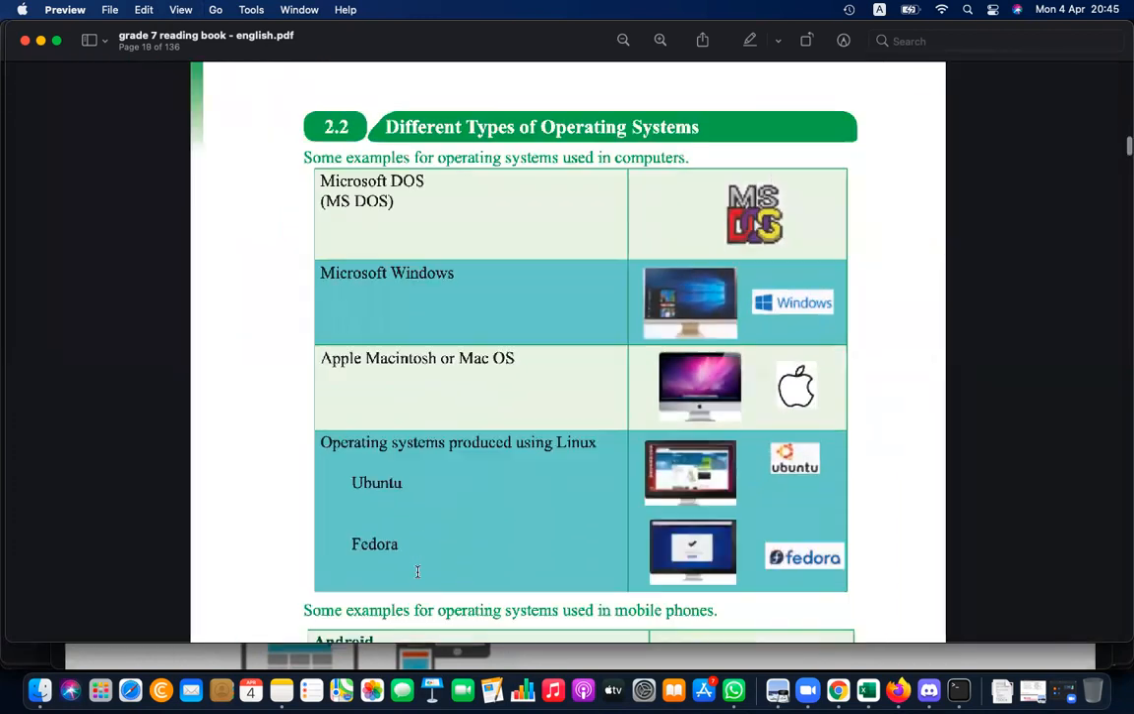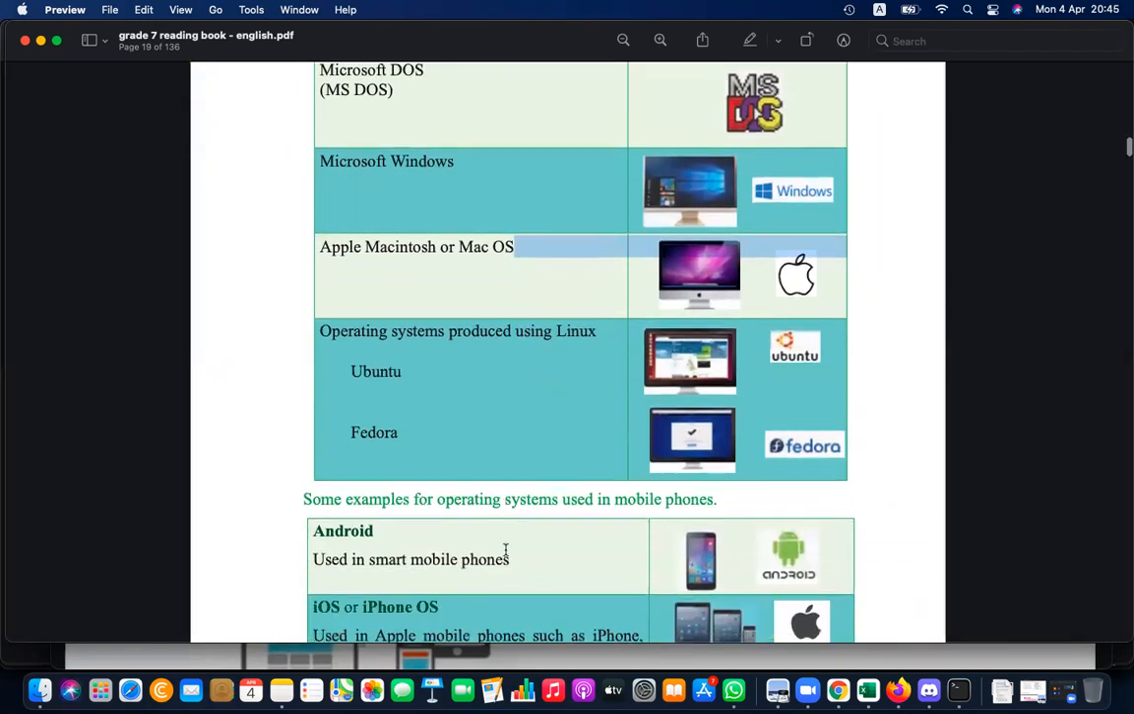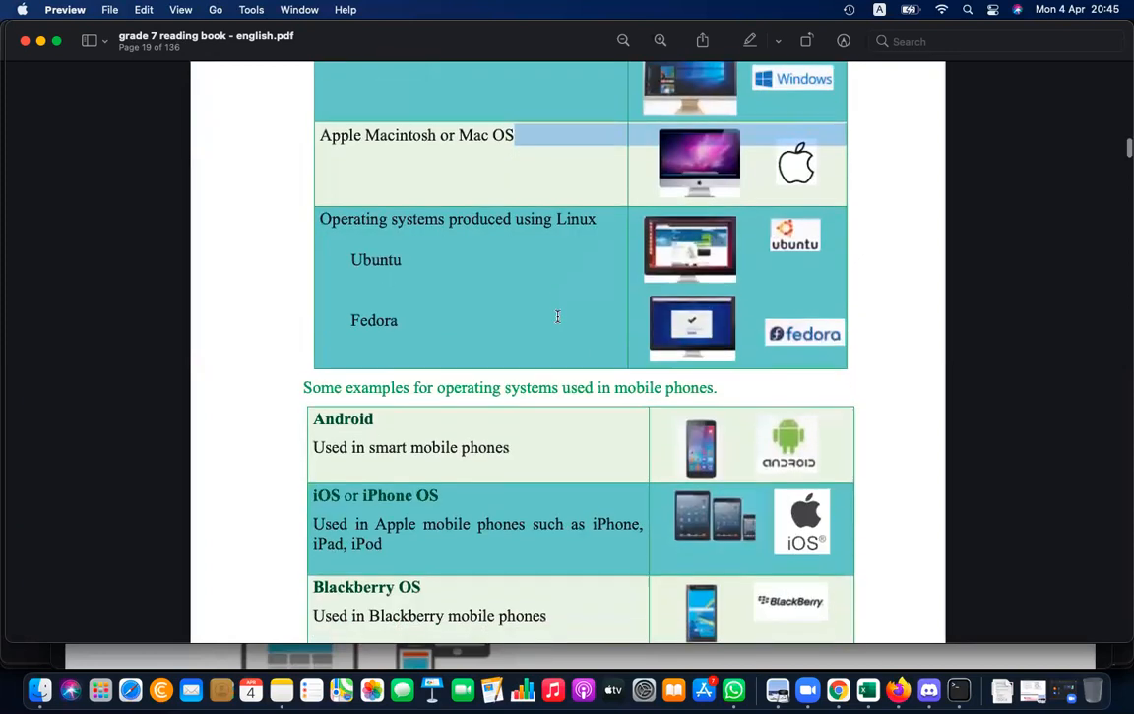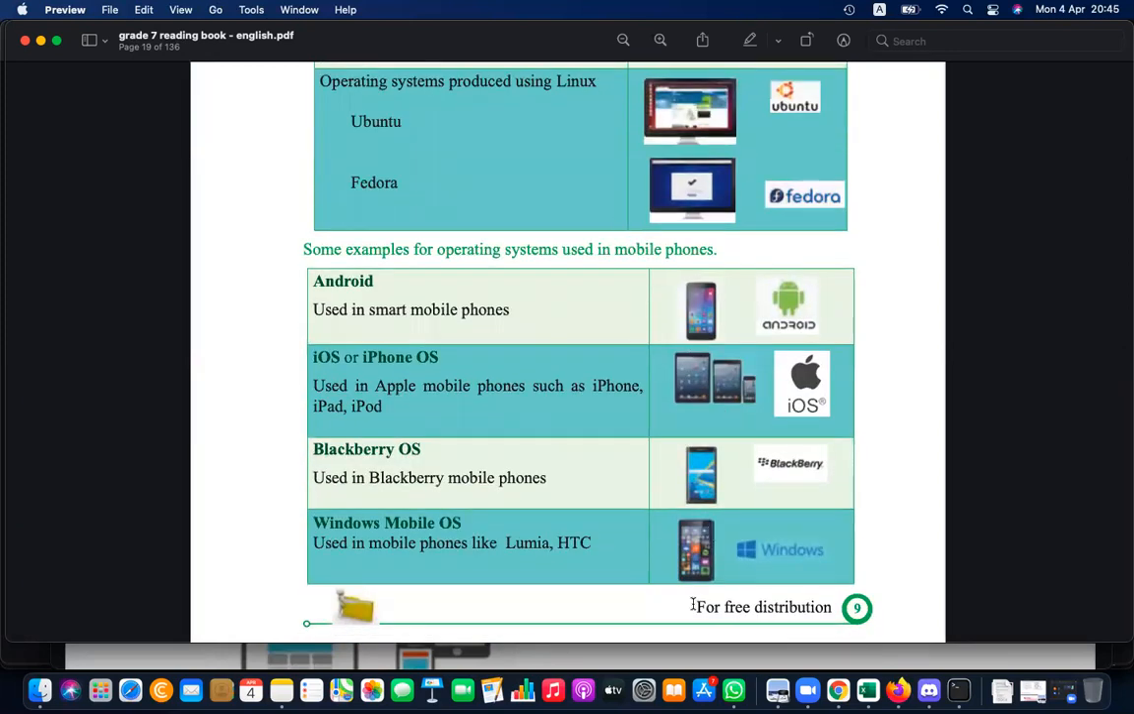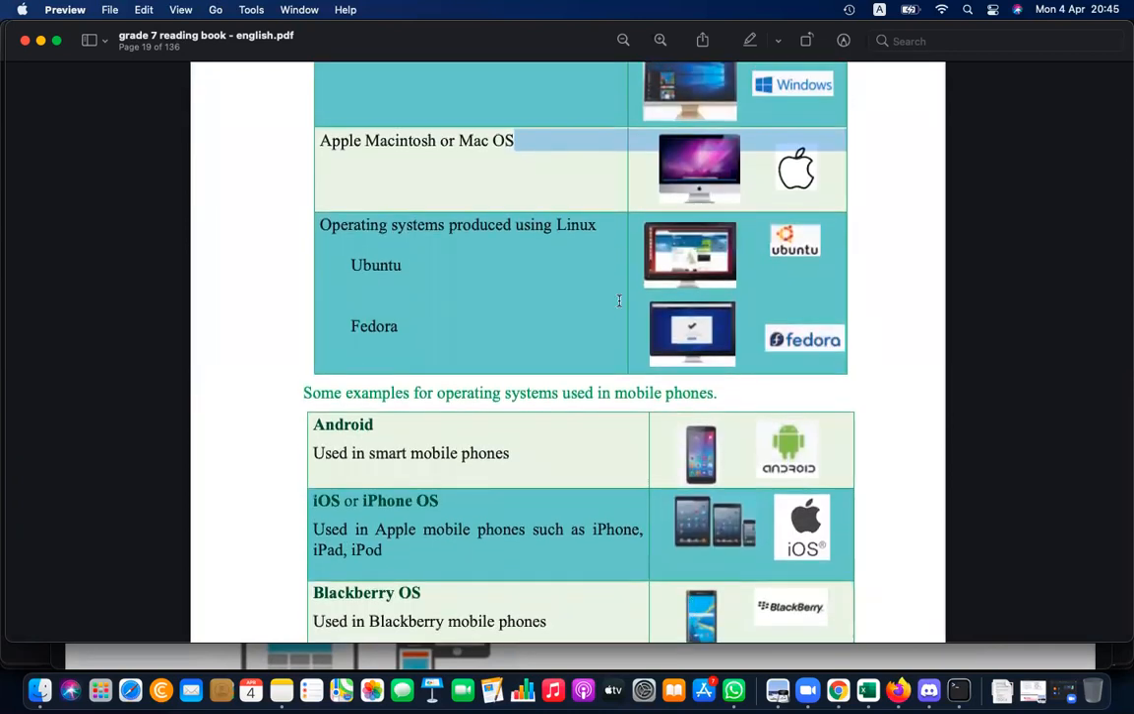Then we learn about different operating systems: DOS, Windows, Apple, Linux-based operating systems like Fedora and Ubuntu, and mobile operating systems, as you see here. Okay, is Linux an operating system or not? It's not an operating system. Okay, two ideas: is it an operating system or not? It is not an operating system, but it is an operating system kernel. What is a kernel? A kernel is like the engine of the operating system.